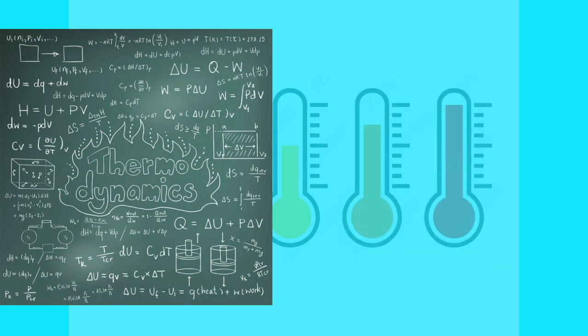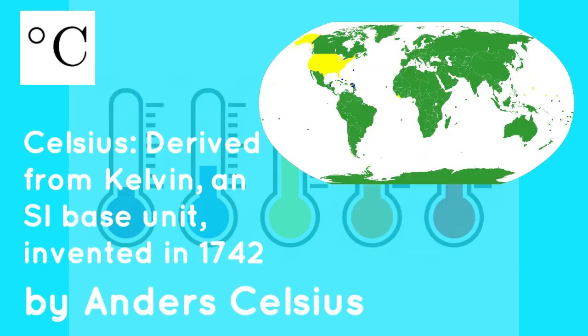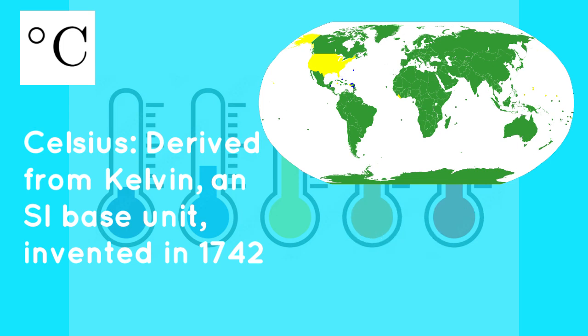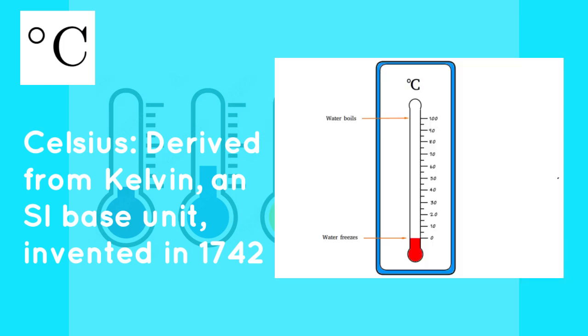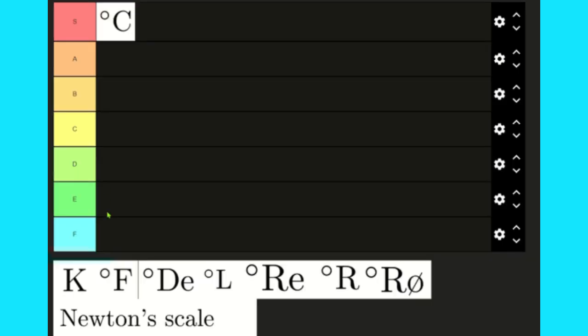First of all, Celsius is the derived standard unit of temperature, meaning it's part of the standard international unit system used in the vast majority of countries, used day to day, with 0 degrees Celsius being the freezing point of water and 100 degrees Celsius being the boiling point. 0 through 40 degrees Celsius covers most temperatures you're likely to find on a regular basis. It's overall a very useful unit and so gets S tier.